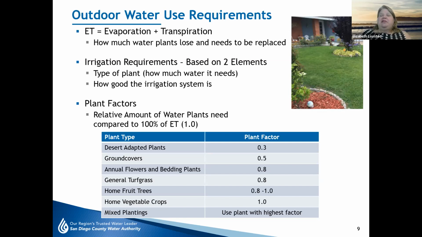Plant factors are how much each different type of plant needs. So you see here different plant types listed, and what plant factor they have. If you have desert type plants, you're only going to have a plant factor of 0.3. You're going to need less water. If you have vegetable crops, you're going to need a plant factor of 1. So you're going to need some more water. If you have turf, you're going to have a plant factor of 0.8.